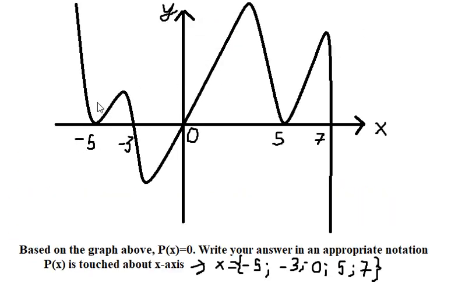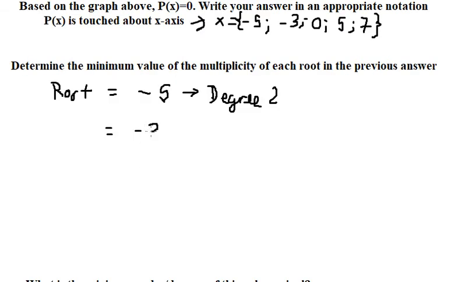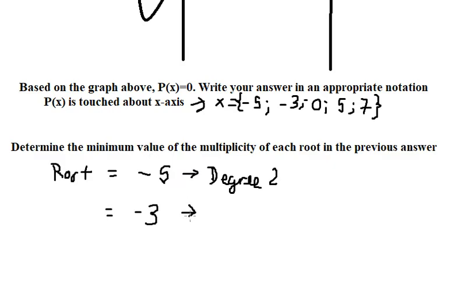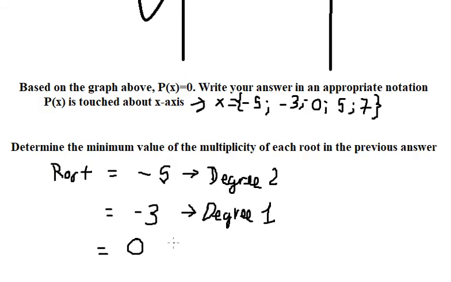We see that this one is a parabola. This is degree 2, for the root negative 5. We know that this is degree 2. Now let's go to the root negative 3. So let's just go down like this. This is degree 1. Now when the root equals 0 in here, let's just go straight like this. This is degree 1.